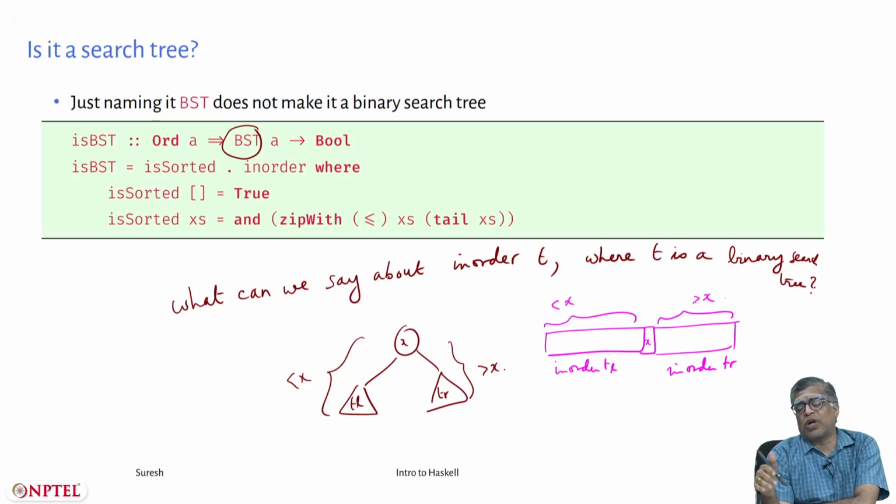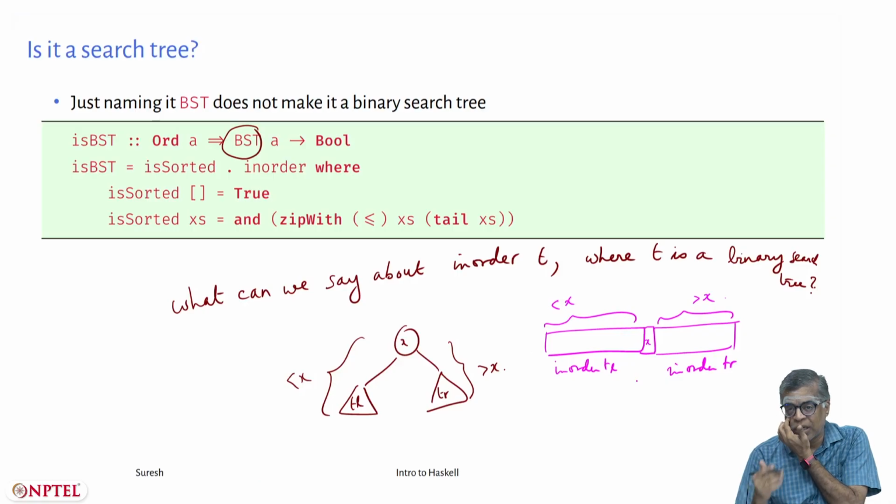So it is almost like sorted order. Suppose in order TL is sorted, and suppose in order TR is sorted, then the whole thing is sorted. It's almost like the quick sort thing that we saw. If in order TL is sorted and in order TR is sorted, then in order T is sorted.